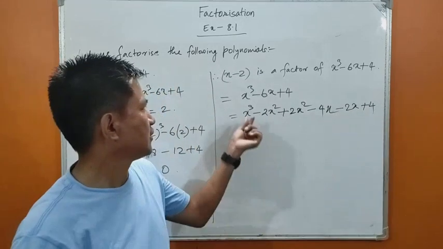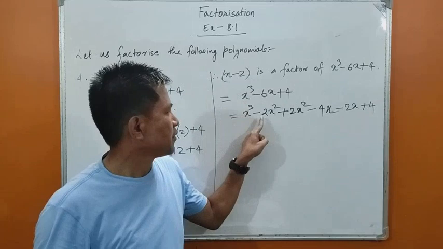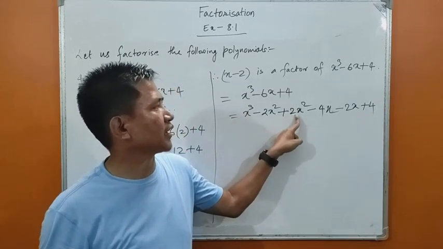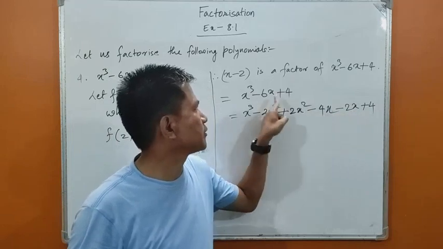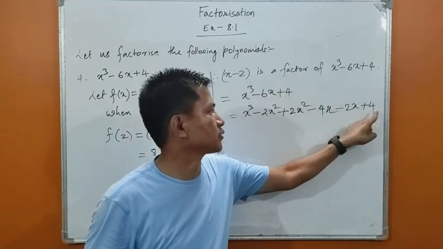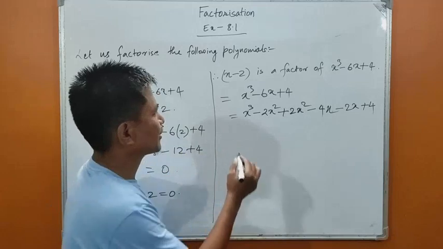Now let's check. This x cube is this x cube. Minus 2x square and plus 2x square cancel and become 0. Minus 4x and minus 2x have the same sign, so it becomes minus 6x, and this plus 4 is this plus 4. Okay, I hope you are getting me.